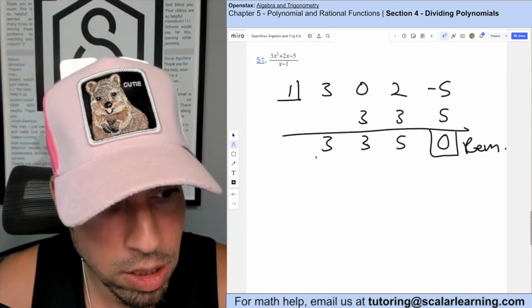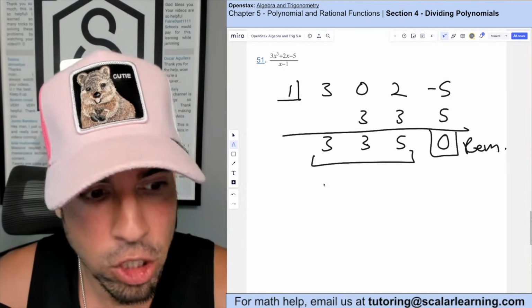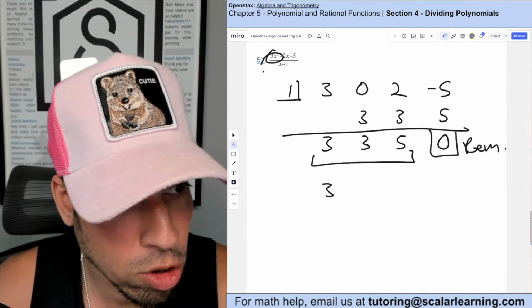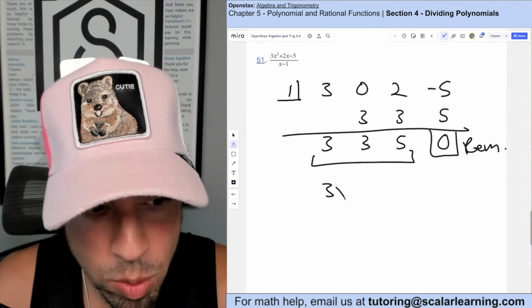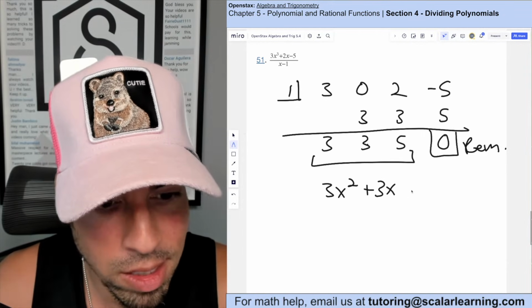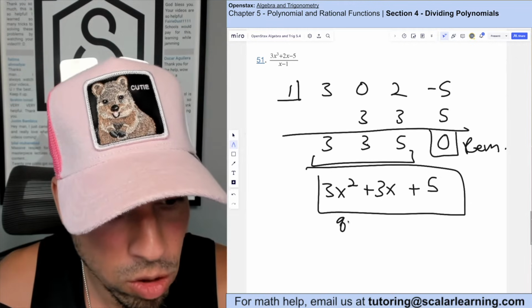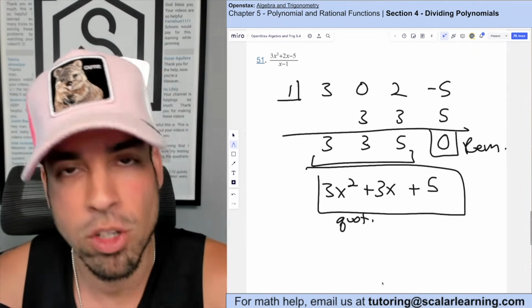And then the quotient is comprised of these pieces, and again, these are coefficients, so it's 3. And then since we started with x cubed, this first one is going to be one level down, which is x squared. Then that one goes with one level down from that, which is x. And there's the constant 5. So this right here is the quotient. This is the remainder. Boom, done.